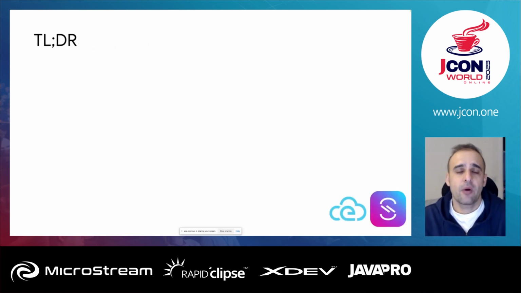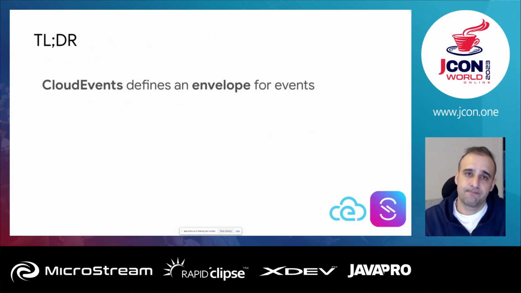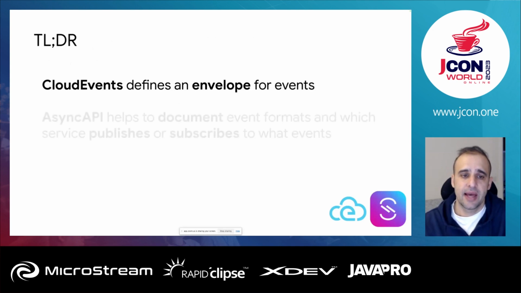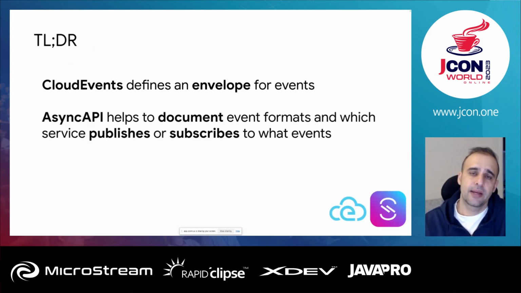So the summary of my talk is basically: CloudEvents define an envelope for events that you can use, and we'll take a closer look at that next. And AsyncAPI helps you to document the event formats that you're sending, and it also helps you to document which service publishes or subscribes to what events.